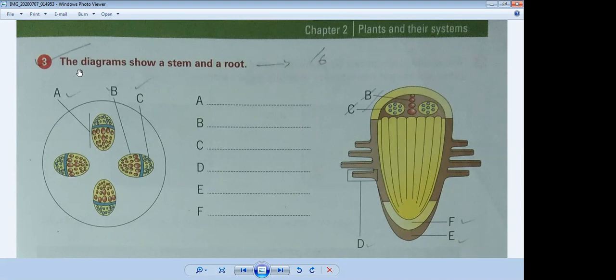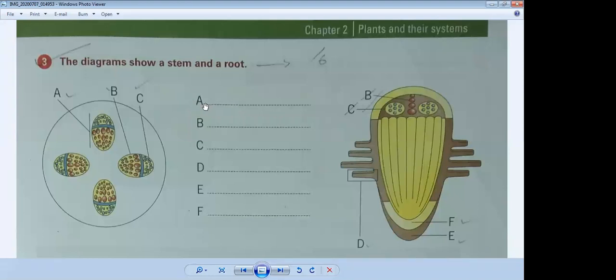So the first question is that the diagram shows a stem and a root. You can see two diagrams are given. This is a diagram of a stem and this is a diagram of a root. Some parts are given. You can see A, B, C, these parts are given. You have to write the names of these parts in these blanks.